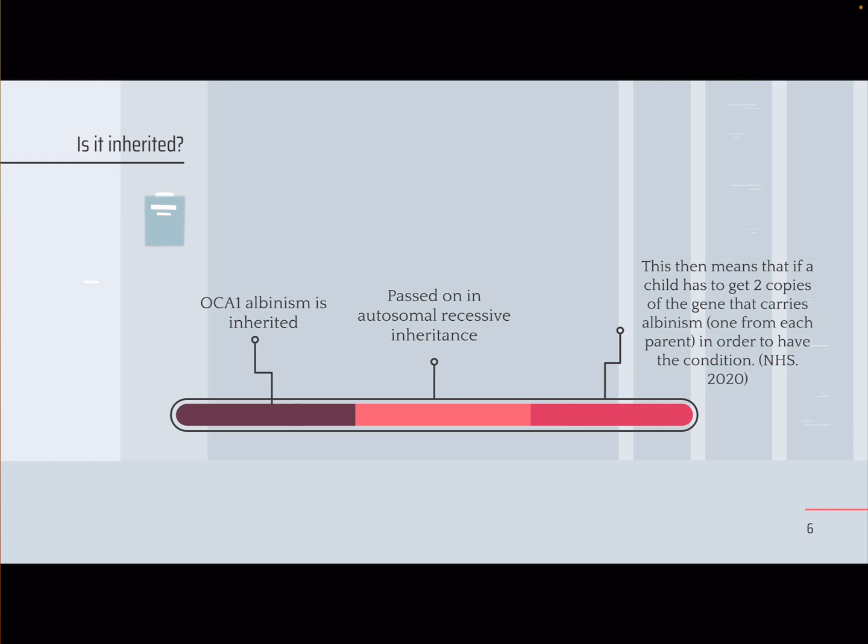Is OCA1 inherited? The answer is yes. It is passed on in an autosomal recessive inheritance pattern. In simpler terms, this means in order for the child to have this condition, they need 2 copies of the gene that carries albinism. This means one from the mom and one from the dad, one from each parent.